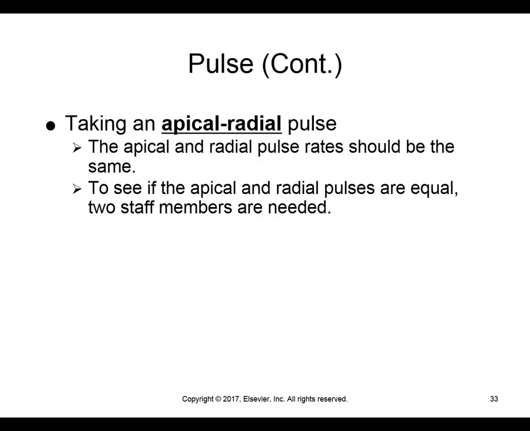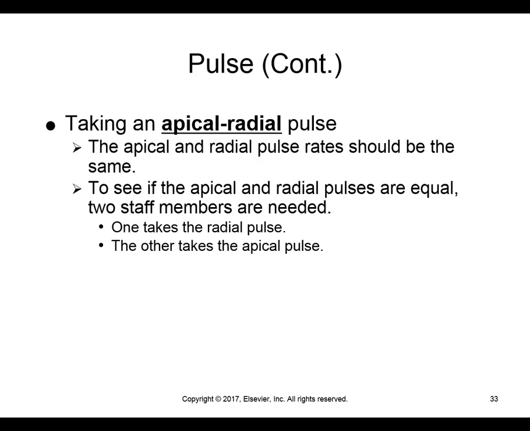It says here that two staff members are needed, but there are many nurses who will be able to do an apical radial alone. One takes the radial pulse, the other one takes the apical pulse in a two staff member radial apical measurement. Doing this at the same time is called an apical radial pulse.